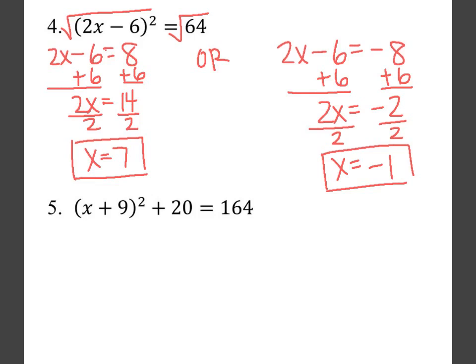Now let's step it up just one more notch. Question number 5 is a little bit different because after my x squared, I have this plus 20. Now I cannot take the square root yet because my x to the power 2, or my exponent, needs to be by itself before I can take the square root. So to get that exponent by itself, I would have to subtract this constant term, or this 20, from each side.